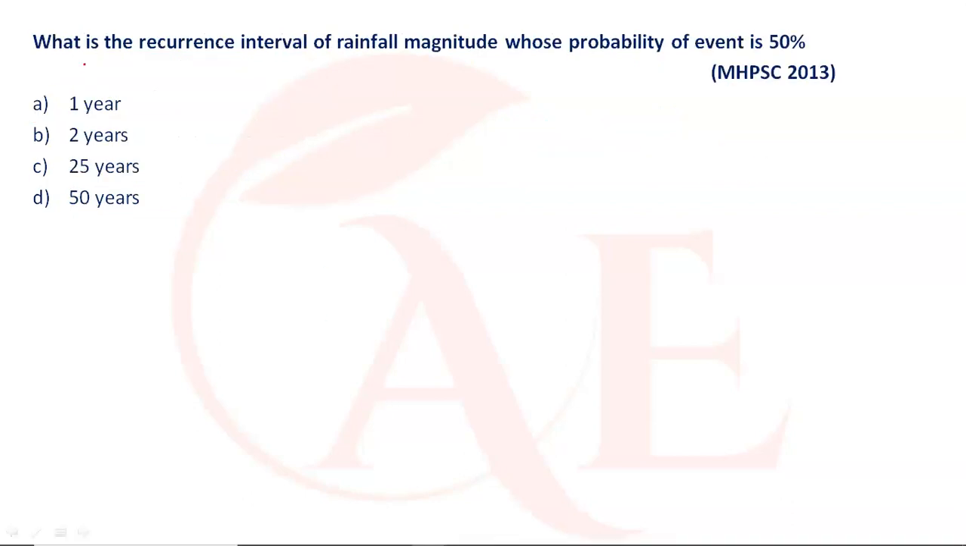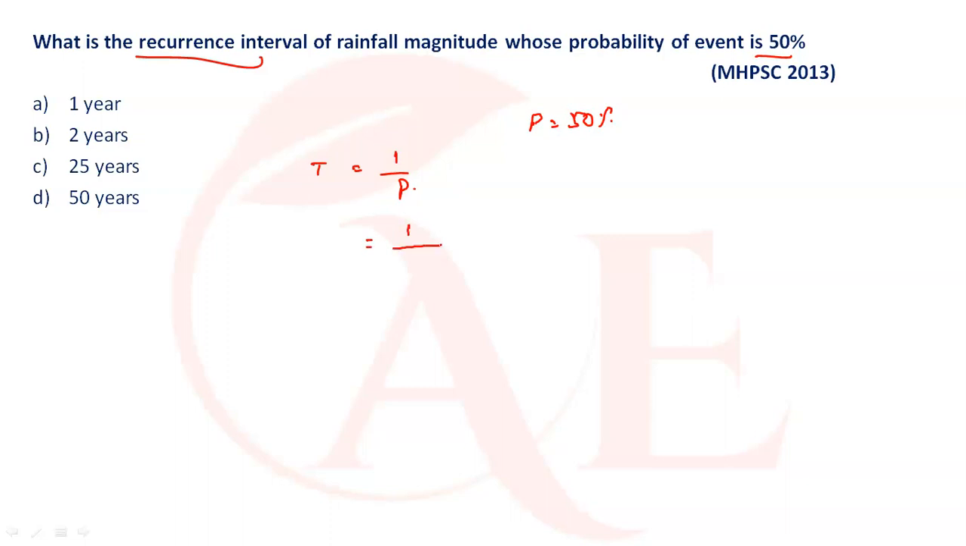Next question. What is the recurrence interval of rainfall magnitude whose probability of event is 50%? We already saw in the last lecture that recurrence interval means return period. The formula for return period is T equals 1 by P. They have given the probability of the event P equals 50 percent, so 1 by 0.5 is nothing but 2 years. Therefore the time period is 2 years, so option B is the correct answer.